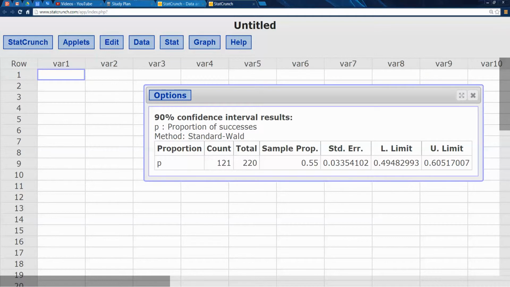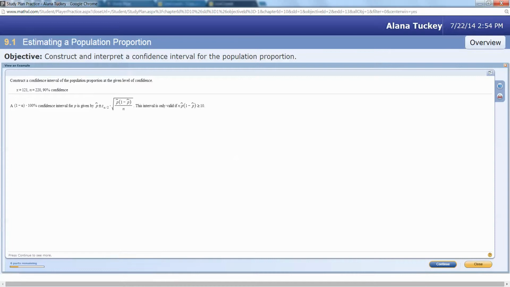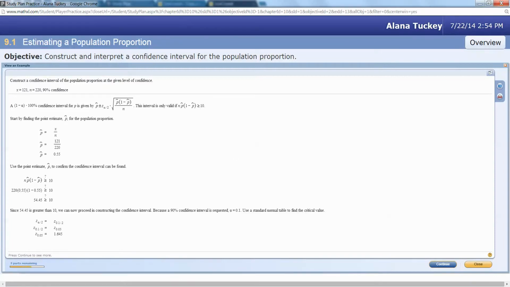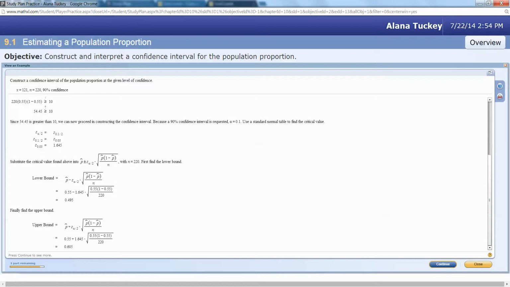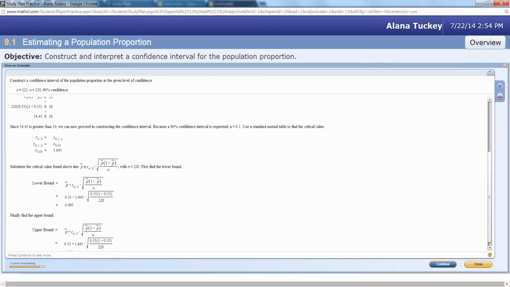Let me check those answers, 0.495 and 0.605, with what they gave us in the problem. 0.495, 0.605. Beautiful. Now, one thing you would want to know how to do if you're doing this by hand is the 1.645 part. That comes from the fact that it's a 90% confidence level. Let me show you that real quick.